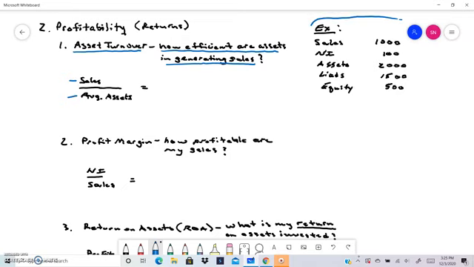Up in the upper right, we just have some figures here so we can work through some examples. So let's just fill those in. We have sales of 1,000 and average assets of 2,000. And so our asset turnover here is 0.5 times. So for every dollar in assets, we're basically generating 50 cents in sales. And again, we would want this ratio to be generally as high as possible.